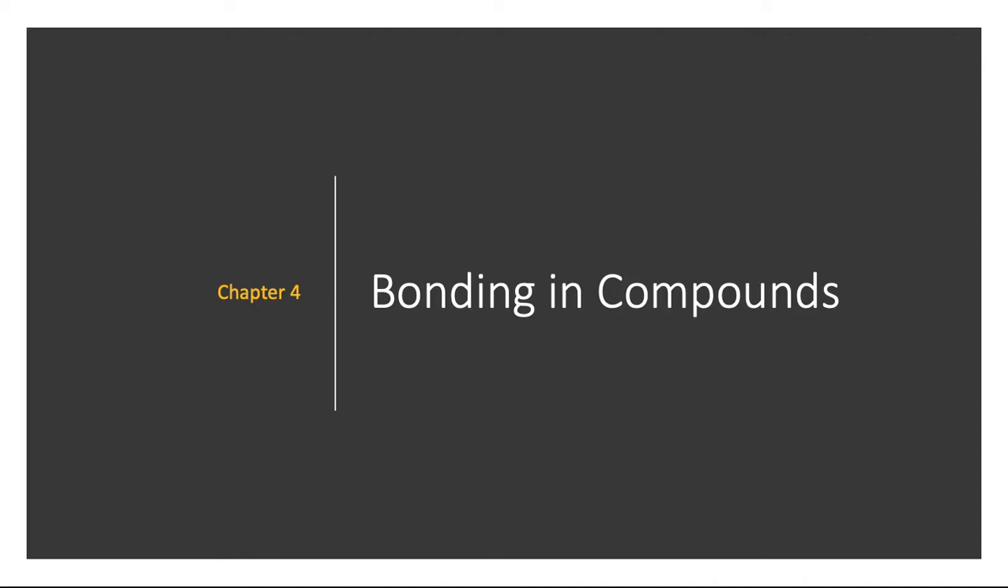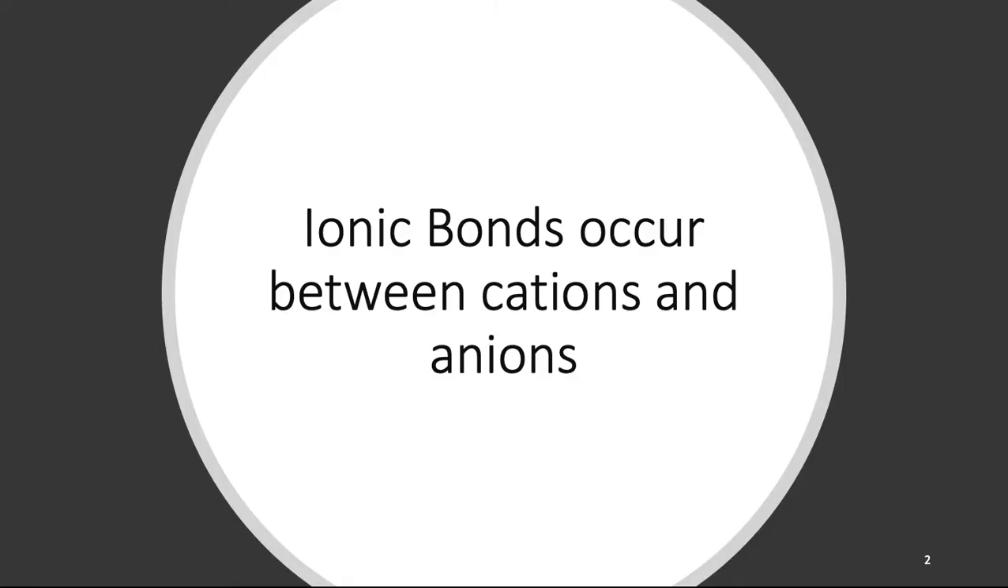This is a lecture on Chapter 4. Chapter 4 deals with bonding in compounds, ionic bonding and covalent bonding, which is partly what we left off talking about in Chapter 3. So let's look at ionic bonding first.